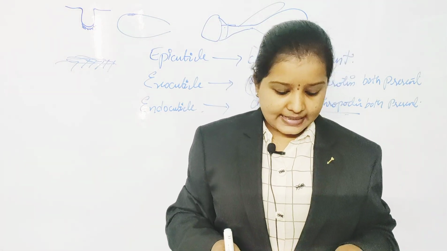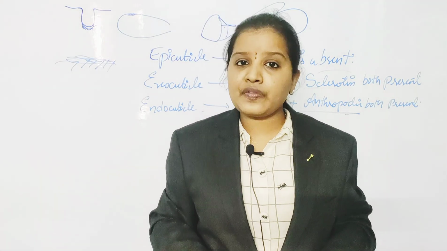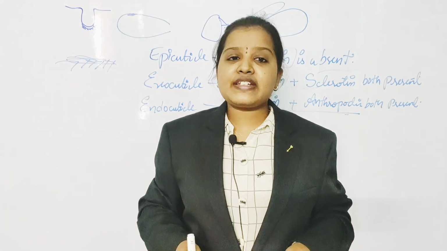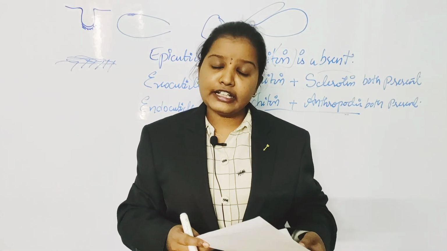Number of hepatic cecae in insect ranges between... These hepatic cecae are present in case of insect foregut and help to increase the surface area of the region, and these are present in 5 to 6.